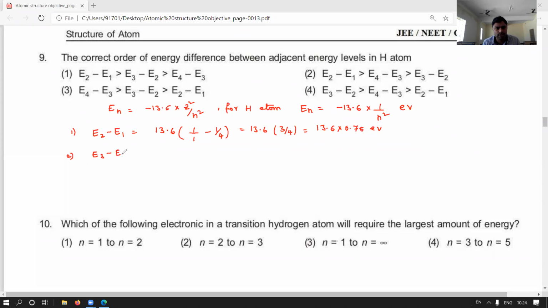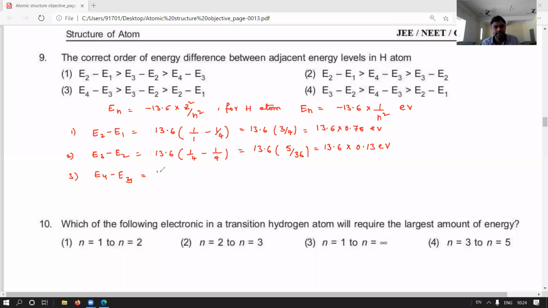E3 minus E2. The energy difference is 13.6 into 1 by 2 square, meaning 1 by 4, minus 1 by 3 square, meaning 1 by 9. Then it is 13.6 into 9 minus 4, which is 5 by 36. If you simplify this, 13.6 into 5 by 36 is 0.13 electron volts. Next, the third one is E4 minus E3, you have to calculate.